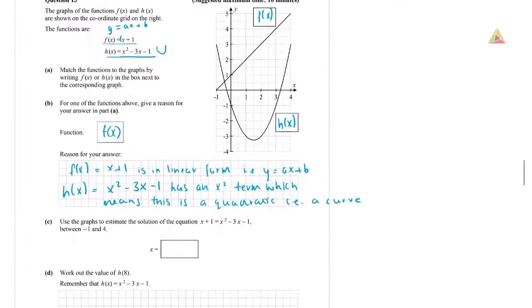So for part C, use the graphs to estimate the solution of the equation x plus 1 is equal to x squared minus 3x minus 1 between minus 1 and 4. Now that's written a funny way. So x plus 1 is equal to x squared minus 3x minus 1. What's another way of writing x plus 1? Well, that's our function, the f of x. And then x squared minus 3x minus 1 is the g of x. So at what point on the graph does the f of x equal the g of x? So we're looking for the point of intersection.